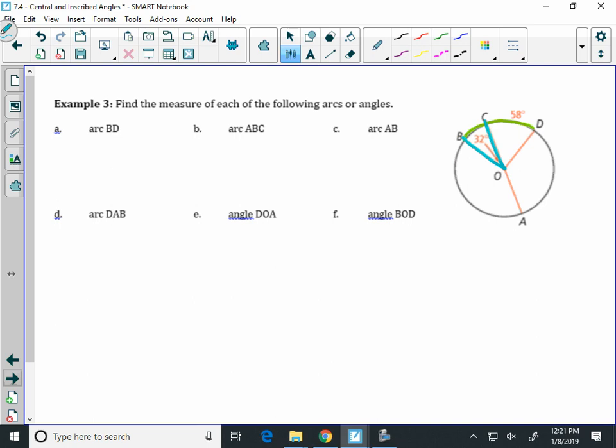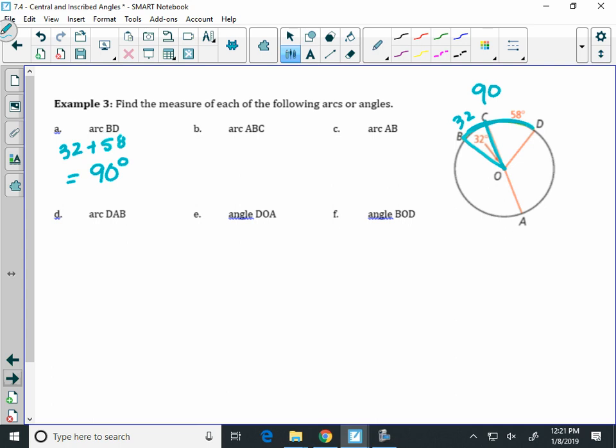What's the measure of this arc? 32. Well, now if we know what this piece and that piece are, what can we do with 32 and 58? Add them together. We just do 32 plus 58, and that will give us the entire arc. And what do we get when we do 32 plus 58? 90. So this entire arc, from here to here, is 90 degrees. Labeling your diagram is very helpful too.